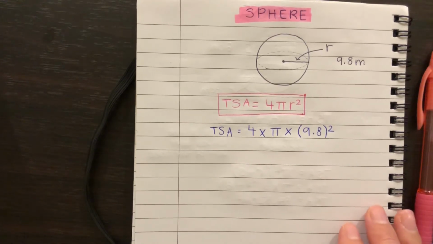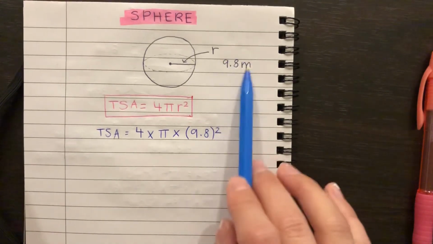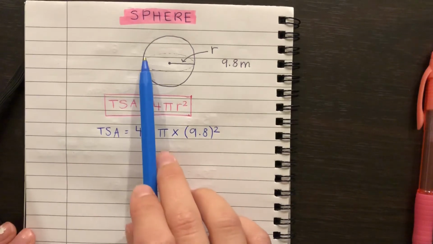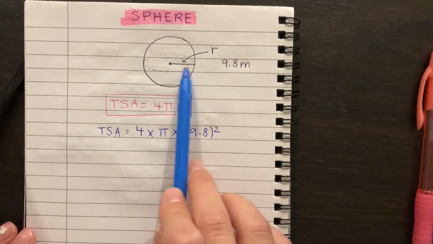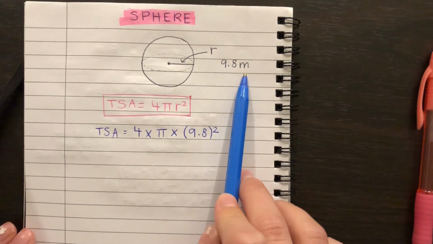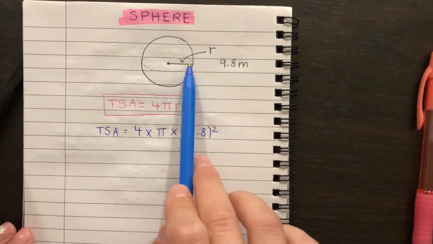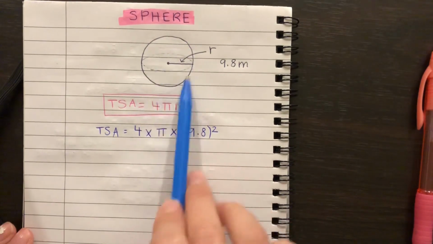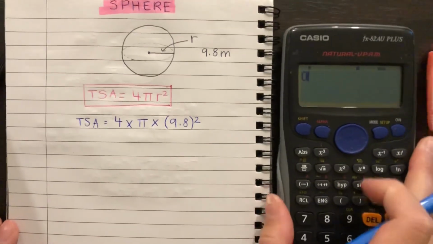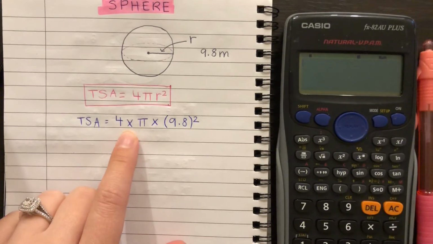not as difficult as some of the other shapes, but still easy to make mistakes if you don't read this number carefully, or you get given a diameter, which is the whole entire length, and you put that in instead of the radius. So in this formula, you are always putting half of the sphere, so the radius. Now you're going to put that into your calculator exactly as you see it, like I always say.